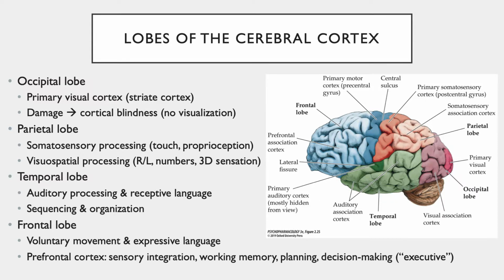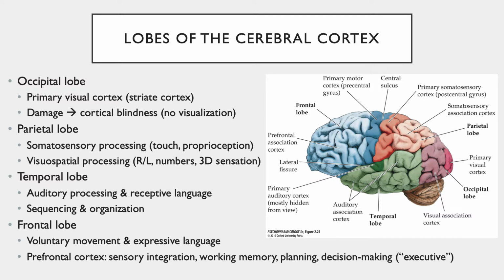The frontal lobe has two major functions: voluntary movement and expressive language, whereas the temporal lobe is involved in comprehension of language, receiving of the written word and of spoken word. The frontal lobe is involved in expressive language, the ability to communicate in words and in writing. One really important area of the frontal lobe is known as the prefrontal cortex.